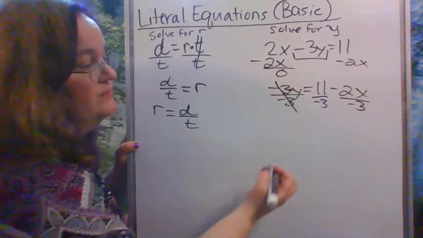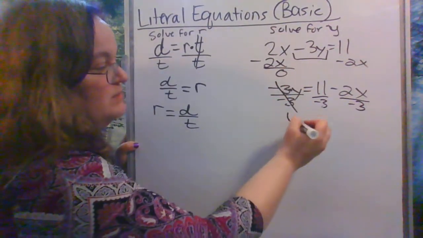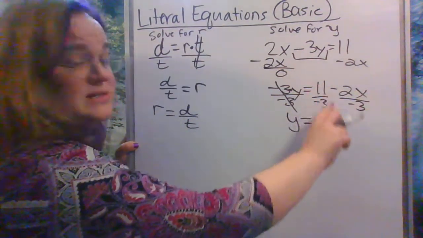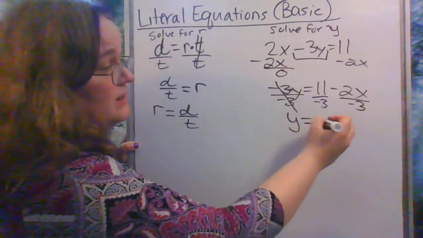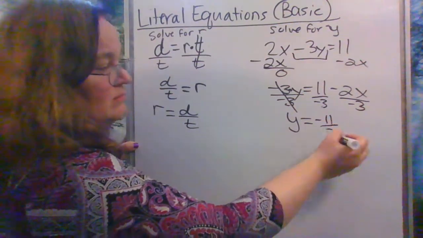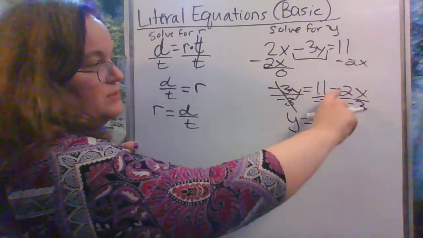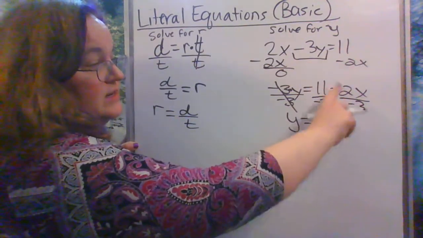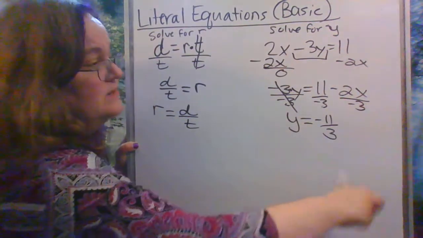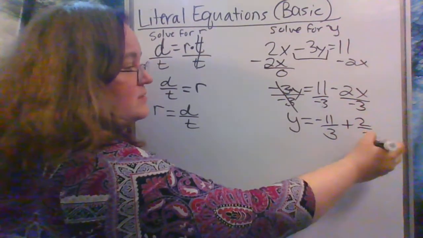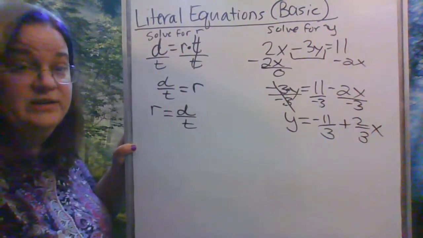Negative 3 divided by negative 3 is 1, and 1 times y is y. This is not divisible by 3, so I'm not going to divide it. I'm just going to leave it. The 2 is not divisible by 3, but I've got a minus and a negative, and that double negative, when I'm dividing, is going to cancel, so I'm going to turn that into a plus. And that's my final answer.